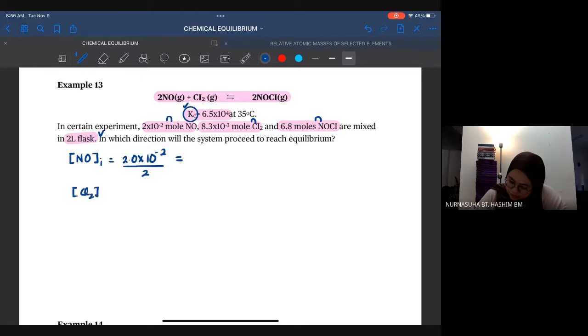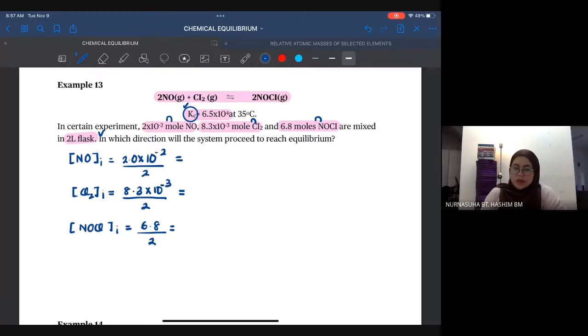Cl2: how many moles of Cl2? 8.3 × 10^-3 divided by 2. Last one, NOCl, initial concentration 6.8 divided by 2. The volume is the same for all, because all of these are in the same container, so we assume the volume is the same. So this one you should get 0.01.